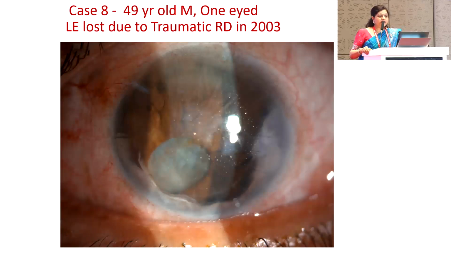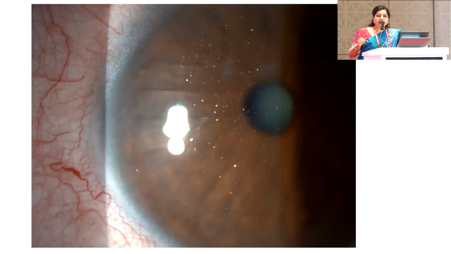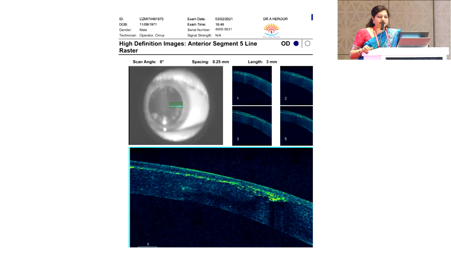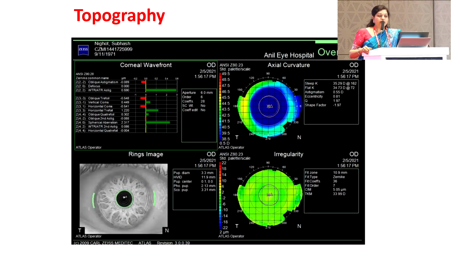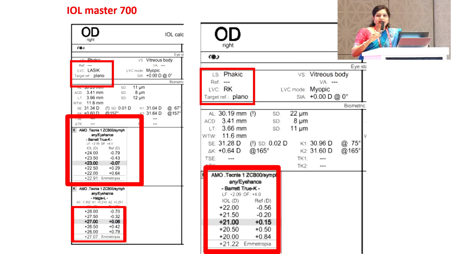So this was an interesting case, a one-eyed patient where RK was done and LASIK was also done subsequently. So you can see the RK cuts as well as the interface having the metallic deposits. This was the OCT of the patient. Topography was good, but you can see how in the Pentacam Holladay EKR report, the graph shows a very extended keratometric high variability. Now the dilemma here was whether to use the post-RK formula or the post-LASIK formula.